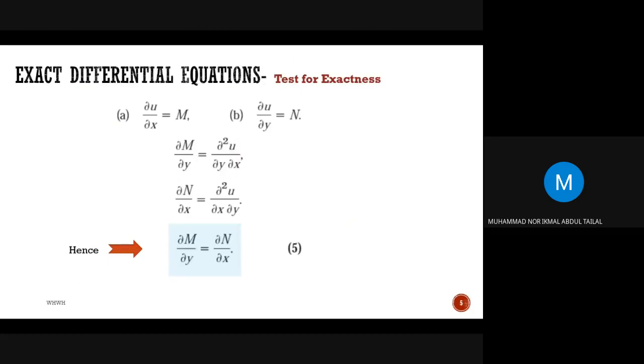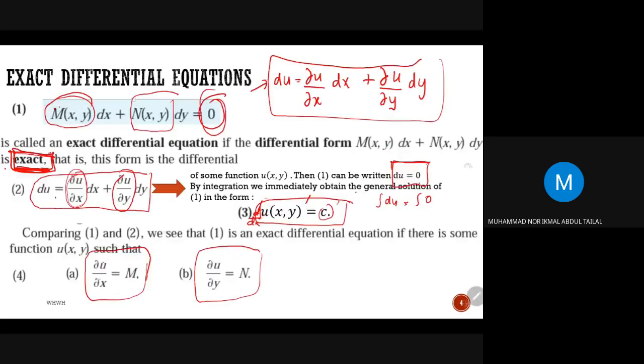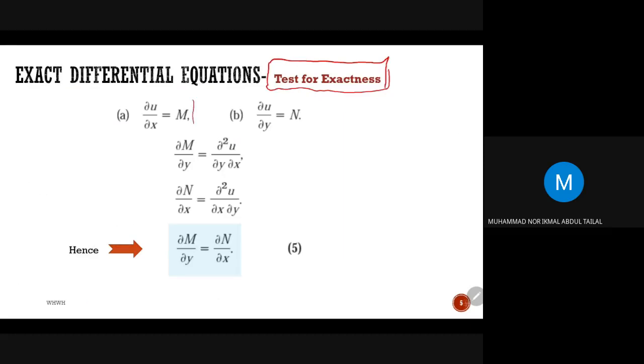Alright. Now, why do we introduce m and n here? Because in order for us to know whether our equation is exact or not, we have to test for exactness. Okay, we have to test for exactness. So in order to test for exactness, you have to understand this. Earlier we had m. Our m is equal to del u over del x and our n is del u over del y.